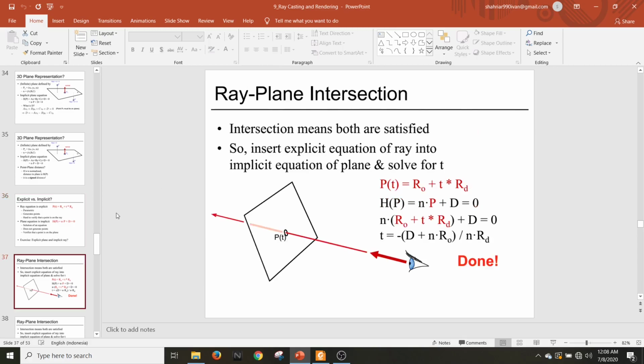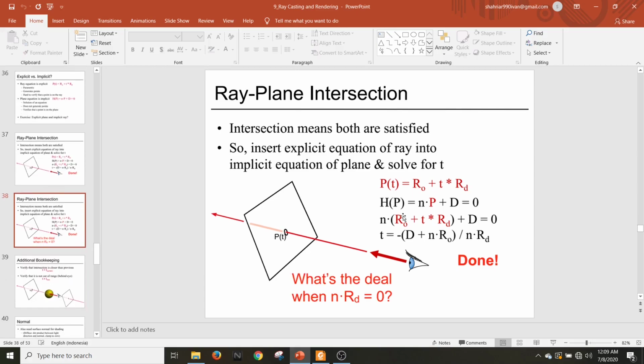So we need to perform ray plane intersection. We need to see whether the ray coming towards the plane actually intersects with the plane or not. That would mean that both equations must be satisfied for the particular point where the intersection occurs. For that, we can find the intersection point by putting the explicit equation of the ray into the implicit equation of the plane and then solving for t. You can see the steps here of what actually occurs.